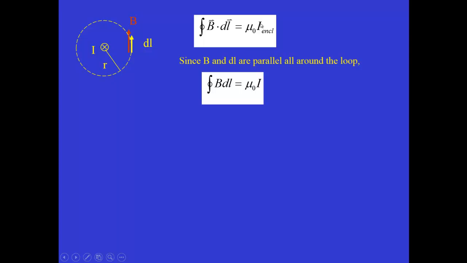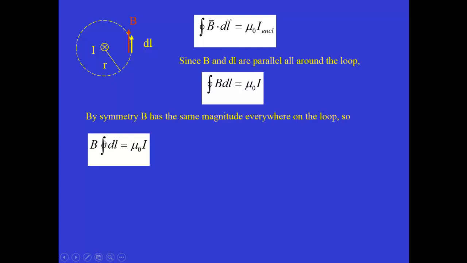The right-hand side, now here's what the I enclosed means. We have defined a circular loop, and what is the current that passes through the inside of that loop, that passes through the surface that that loop defines? And that is simply the current I. So on the right-hand side, we get mu naught times I. Now, by symmetry, since every point on that circular path is the same distance r away from the wire, we expect b to have the same magnitude everywhere on the loop, so it can come outside the integral. b integral dl equals mu naught I.